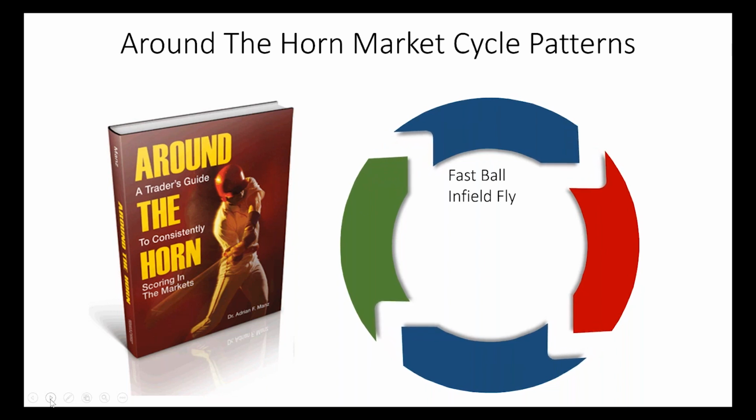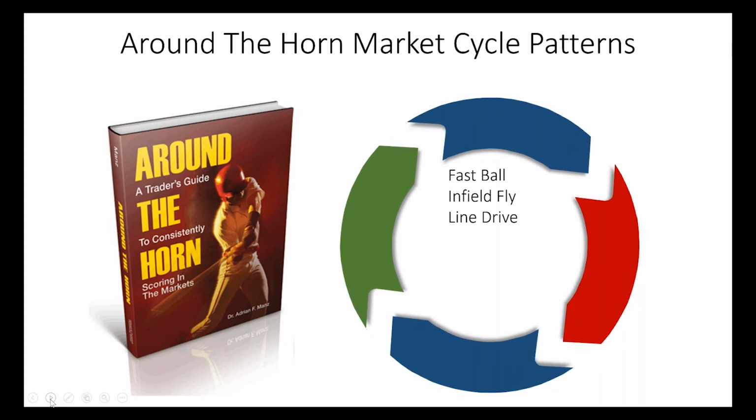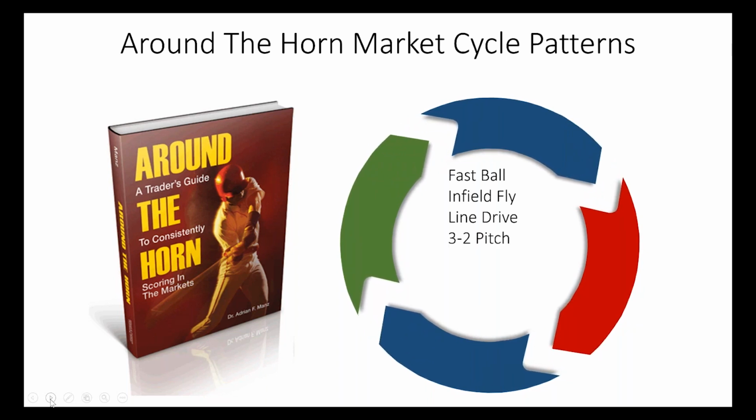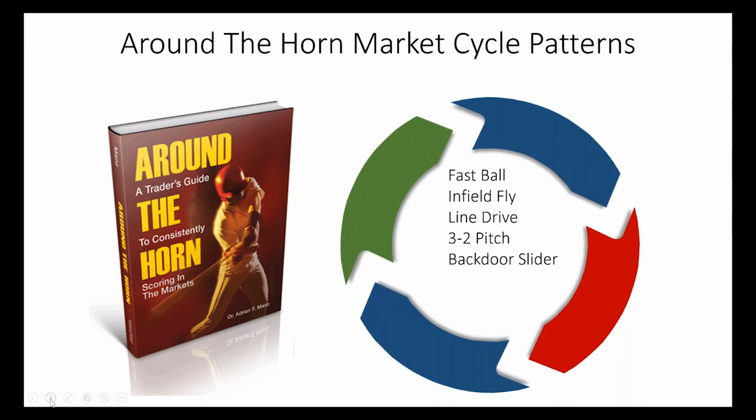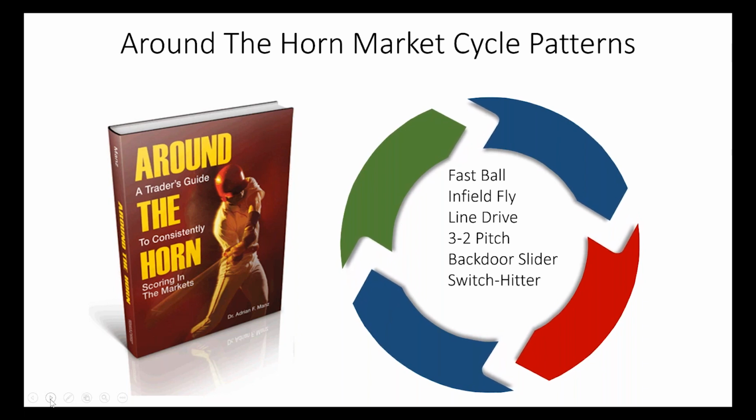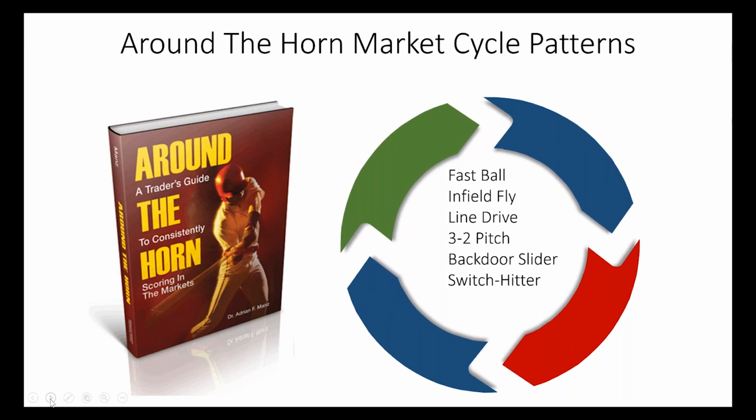That leads, generally speaking, to an exhaustion move later called infield fly. We've got line drive, that's basically a gap and go on a daily chart that we trade intraday. 3-2 pitch, that's a failed fastball that pulls back in. Backdoor slider, that's a fastball, expansion of range and volume on a daily chart that's followed up by inside bars on the daily chart. Switch hitter, that's my version of a ratio pullback, Fibonacci pullback.